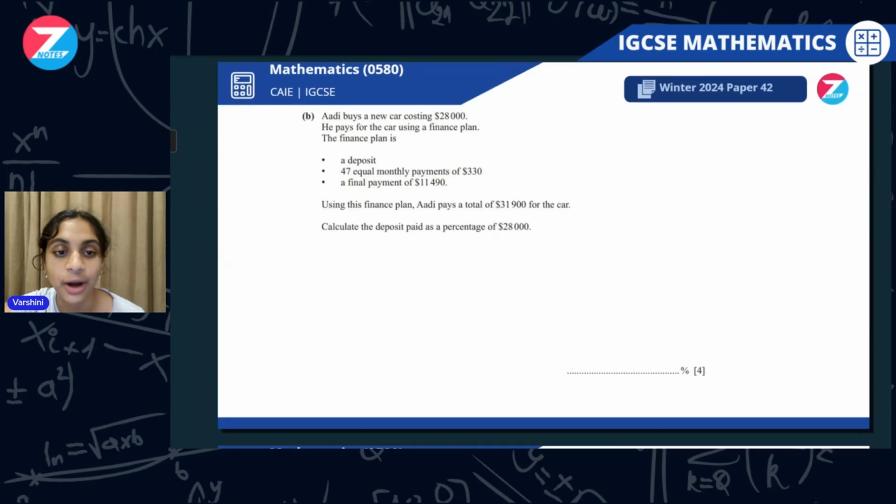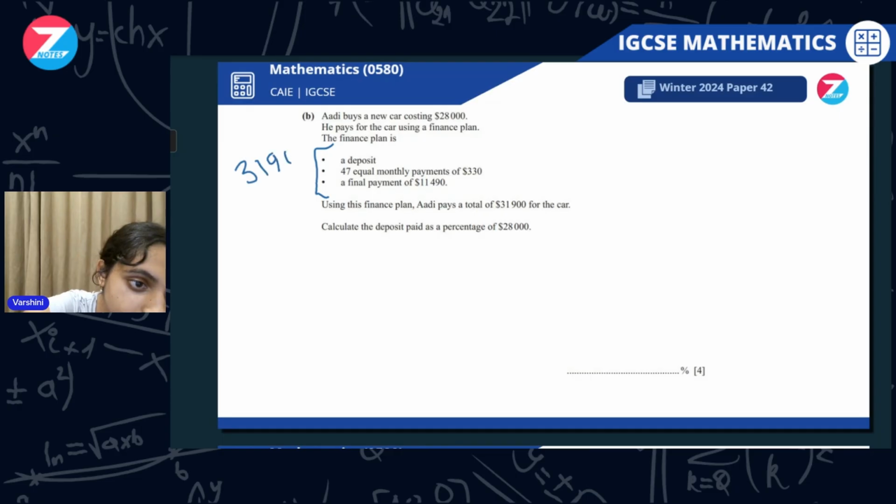Adi buys a new car costing $28,000. He pays for the car using a finance plan, and the finance plan is a deposit, 47 equal monthly payments of 330, and a final payment of 11490. So using this finance plan, Adi pays a total of 31900. So that means all of this together is equal to 31900. Calculate the deposit paid as a percentage of 28,000.